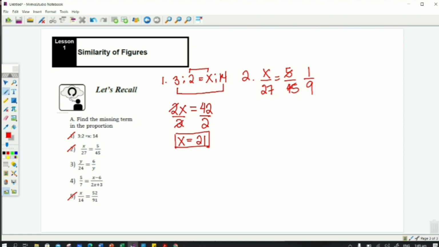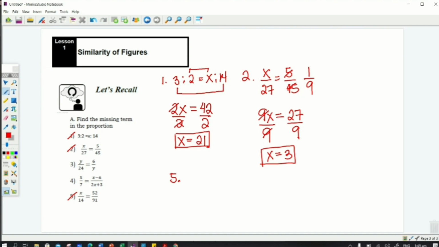After nating ma-reduce yung 5 all over 45 to lowest term, that is the time we will now apply cross product. So x times 9, that is 9x, is equal to 27 times 1, the answer is 27. From here, we can divide both sides of the equation by 9. So, cancelled out na ito. Then, x is equal to 27 divided by 9. The value of x is 3.